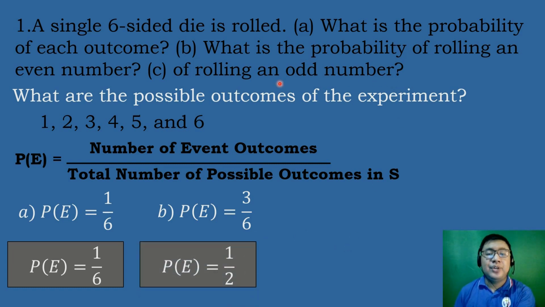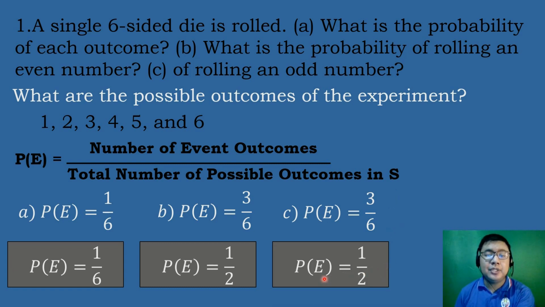And then for letter C, what is the probability of rolling an odd number? What are the odd numbers that can be found from numbers 1 to 6? So we have 1, 3, and 5. So we have 3 over 6 again. The total number of possible outcomes in the sample space is equal to 6. And then if we get the lowest term again, this is equal to 1/2. So the probability of rolling an odd number on a die is equal to 1/2.